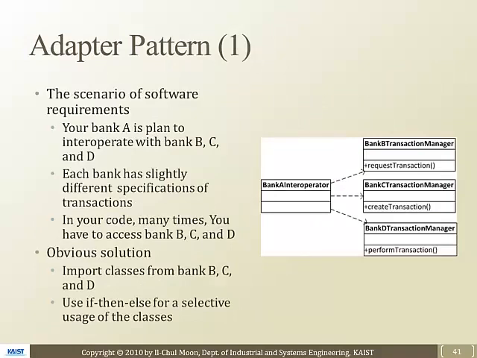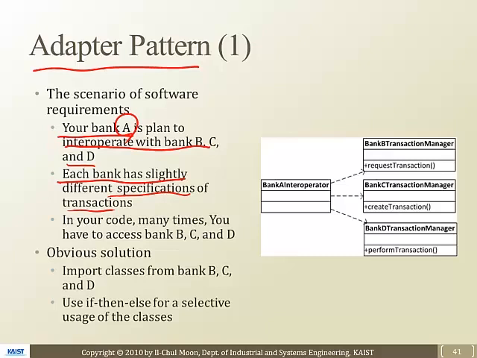Another pattern that we are going to discuss here is the adapter pattern. An adapter pattern is this. We have another scenario. Your bank A has a plan to interoperate with bank B and C and D, right? That always happens. For instance, the Woori bank has to interoperate with Nonghyup, and it has to operate with the city bank and so forth, right? And each bank has slightly different specifications in the transactions because they all have different systems.